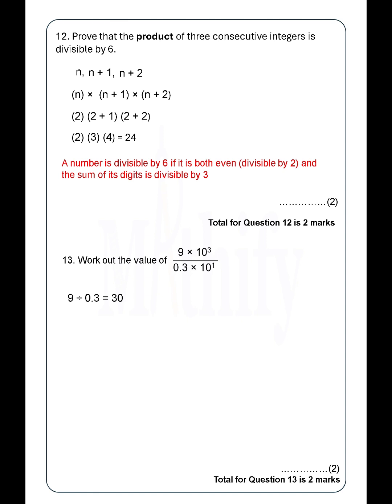As per laws of indices, if you divide the same base, the powers subtract. 10 to the power 3 divided by 10 to the power 1 means 3 minus 1, which is equal to 2. So it's 30 times 10 to the power of 2. But in standard form, the number needs to be between 1 and 9. So instead of 30 times 10 to the power of 2, we move to the left and we increase the power by 1. So the final answer is 3 times 10 to the power of 3.